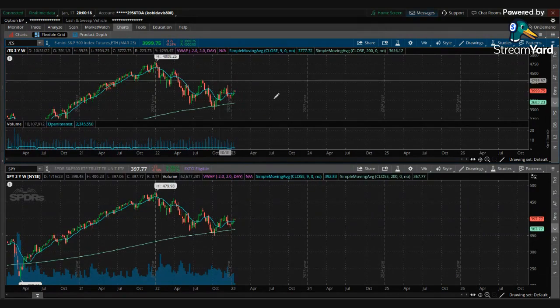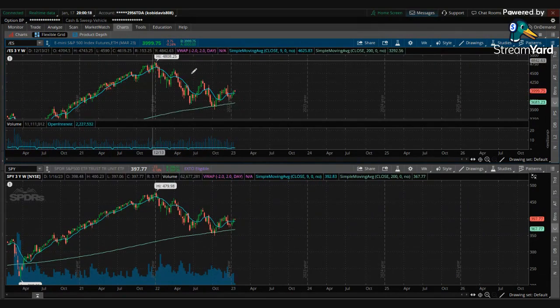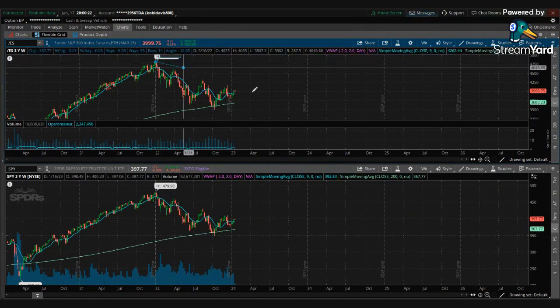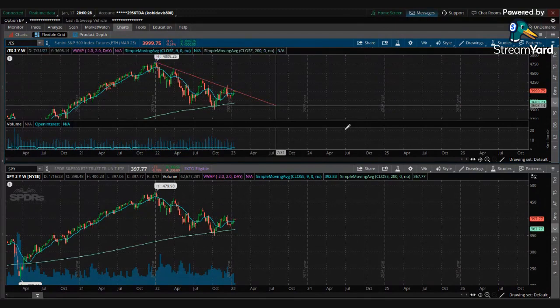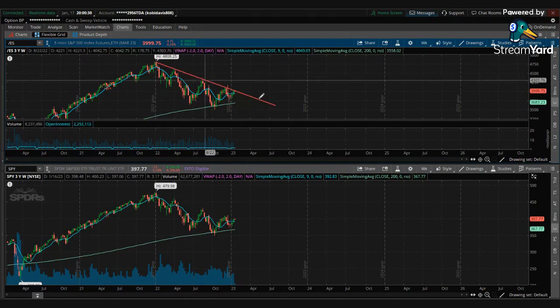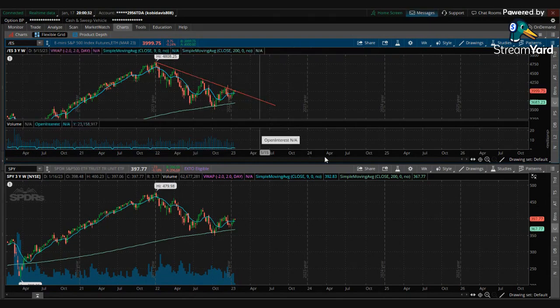So let's get right to it, man. As you can see, the first thing I already see here is a downtrend. Super simple. Boom. Right? So we got that downtrend, right, on the weekly.